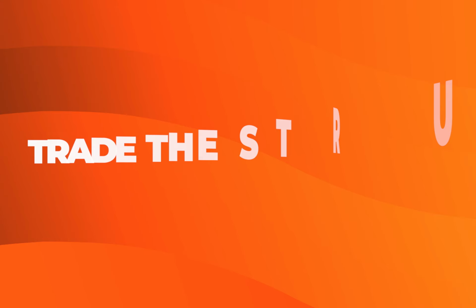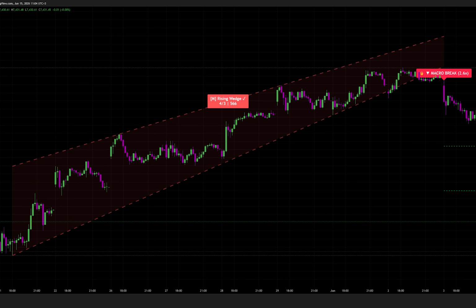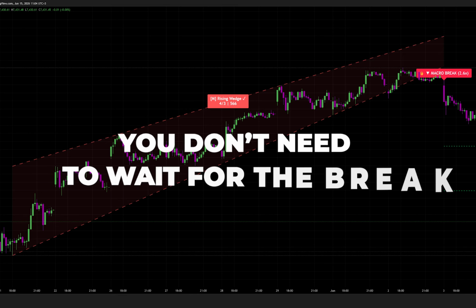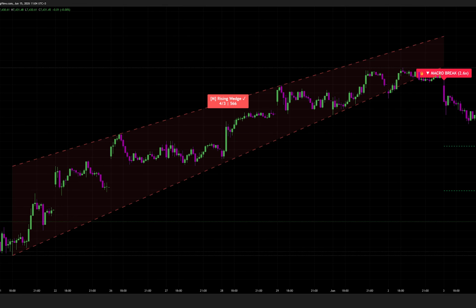Feature number 4, trade the structure, not just the break. Now here's something most traders miss. You don't need to wait for the break to use this indicator. The structure itself is the trade. When Pattern Confluence Pro draws an ascending channel with a high score, you know the trend is intact and the structure is being respected. Trend traders buy the bounces off the lower channel and take profits at the upper line over and over again, while the pattern is still valid.